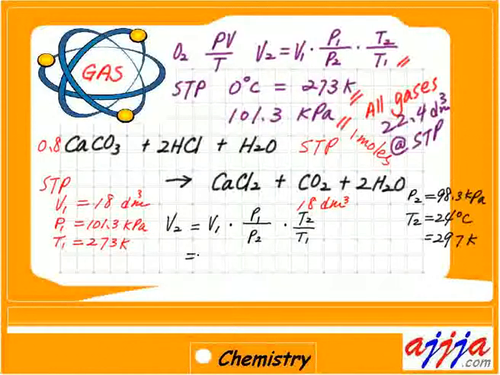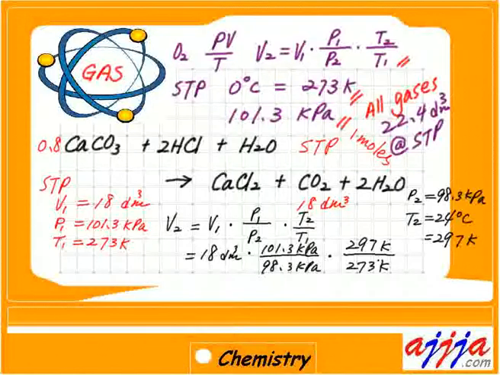18 cubic decimeters times P1 on the top, 101.3 kilopascals, over P2, 98.3 kilopascals, times temperature, where T2 goes on the top, so 297 K over 273 K. Fantastic. So we can cancel the K.